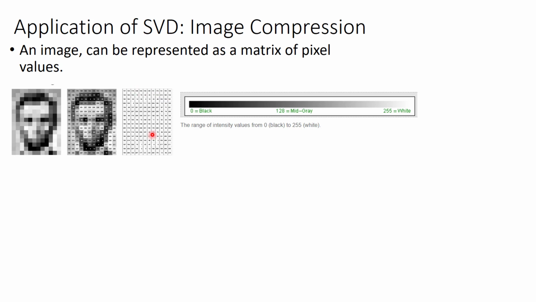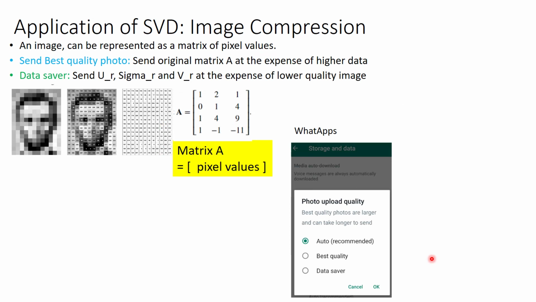And in image processing, we store these pixel values in a matrix. Let's say we want to send out a photo using WhatsApp, and the best quality setting is selected. Assuming the pixel values of the photo are contained in the matrix A. In order for the receiving end to receive the best quality photo, WhatsApp will send out the photo without any image compression. That is, WhatsApp will send out all the 12 numbers in this matrix A.